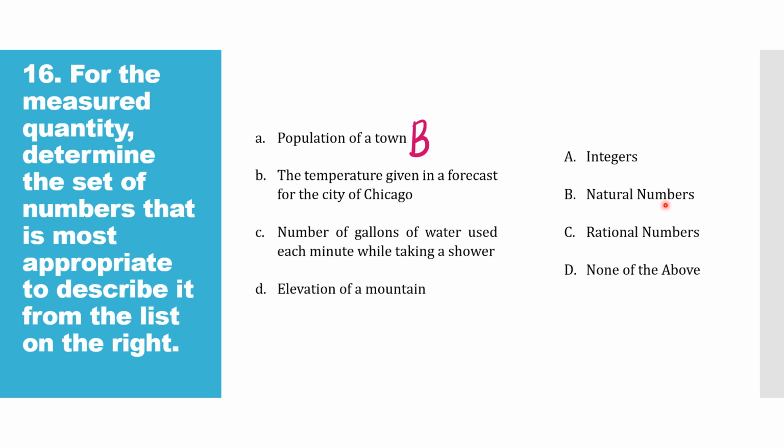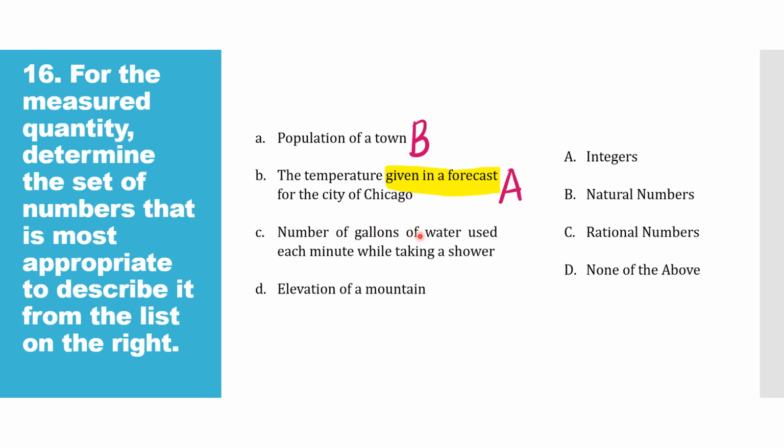All right, next, B: the temperature given in a forecast for the city of Chicago. Since it's saying given in a forecast, think about when you watch the weather or look at the weather app on your phone. It's not giving you decimal numbers. It's not saying it's going to be 82.35 degrees today. It's going to give you a whole number. But could the temperature in Chicago dip into the negatives? Could it get really cold there? Yes, for sure. So we're thinking positive and negative whole numbers. That would be integers. It could also be 0 degrees, so zero is appropriate there as well.